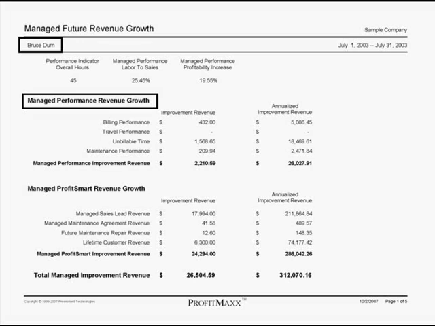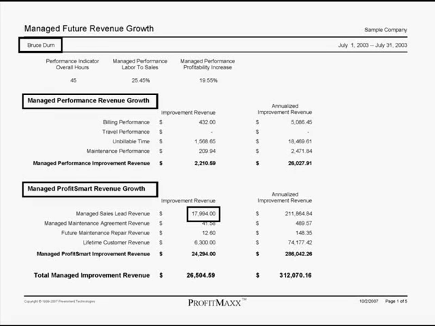Next, let's take a look at the Managed ProfitSmart revenue growth section of this report. Remember, this section shows you the improvements you could realize as a company by better managing and training your technicians in ProfitSmart activities. Managed sales lead revenue is the potential revenue increase to the company from retrofit sales if the technician performed to the goals and expectations from the Managed Sales Lead Revenue Report.